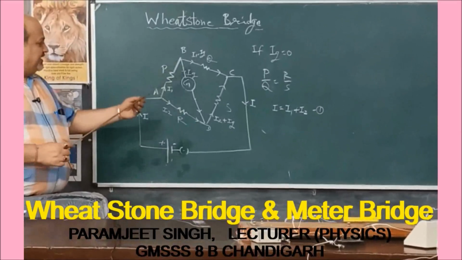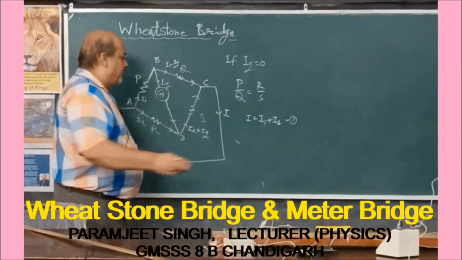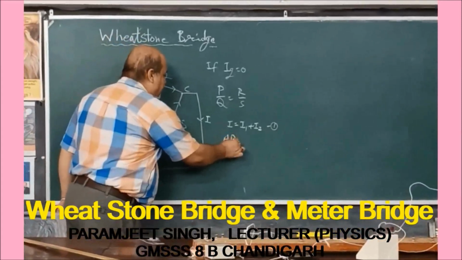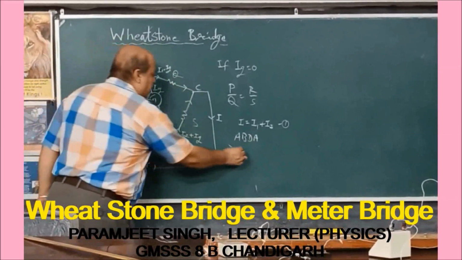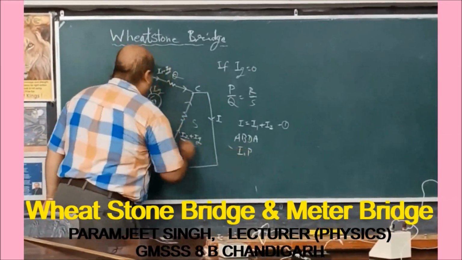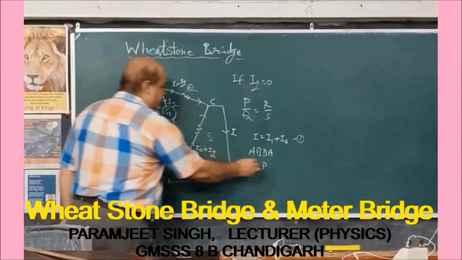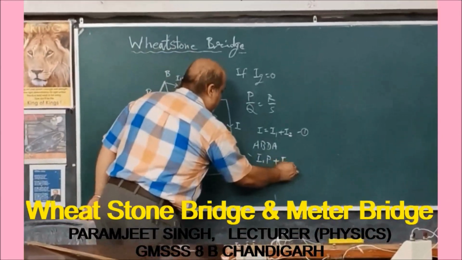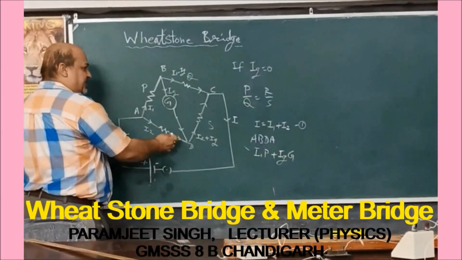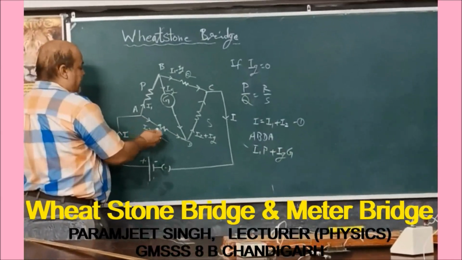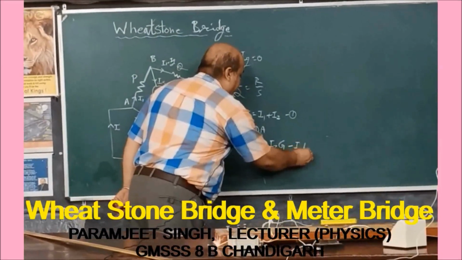So we take this closed loop, A, B, D, A. In the AB branch, I1 into P. In the BD branch, IG into G. And in the DA branch, we trace the circuit opposite to the current, so minus I2 into R.